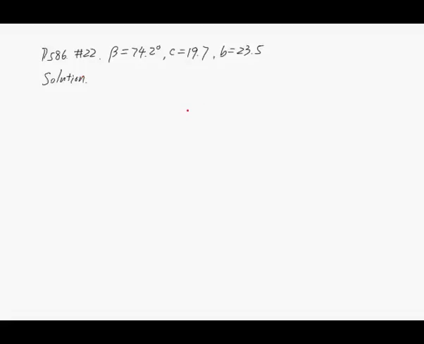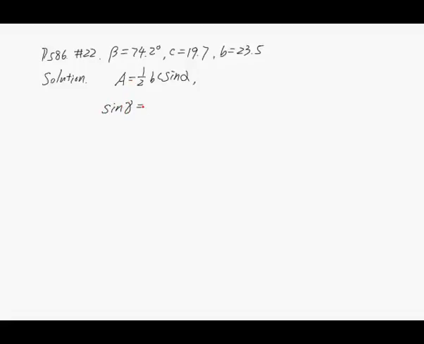So in the area formula, A equal to 1/2 times b times c, and then times sine alpha, we need to find alpha. So if you want to use the law of sines to find alpha, you need a. But here we don't have a. So we have b, we have c, we have beta. We can first find gamma, and then we can use beta and gamma to find alpha. So let's first find gamma.